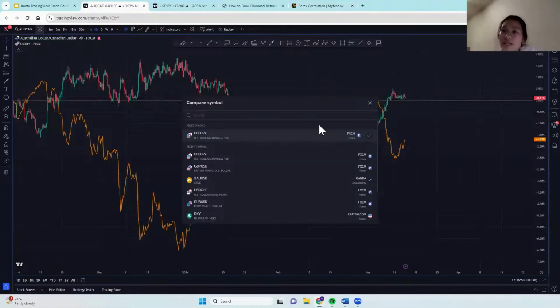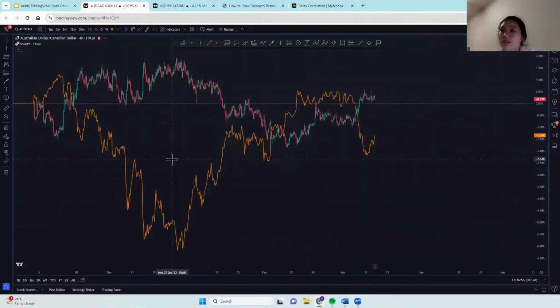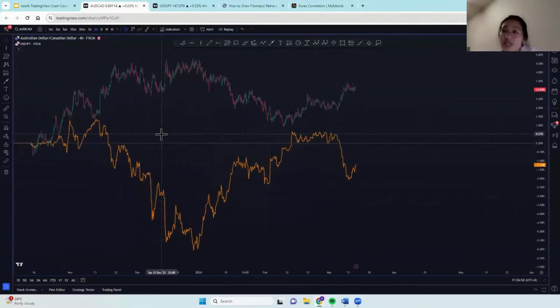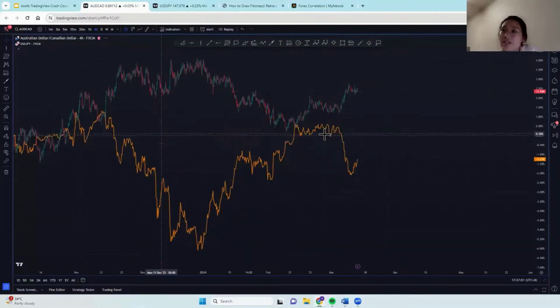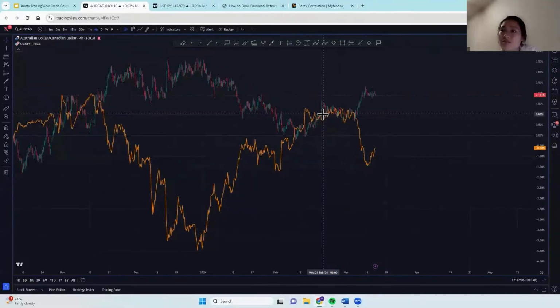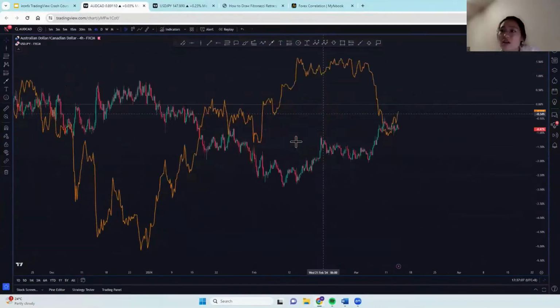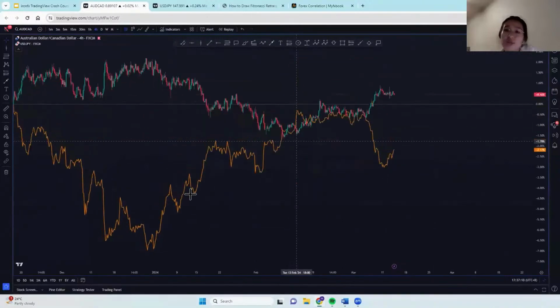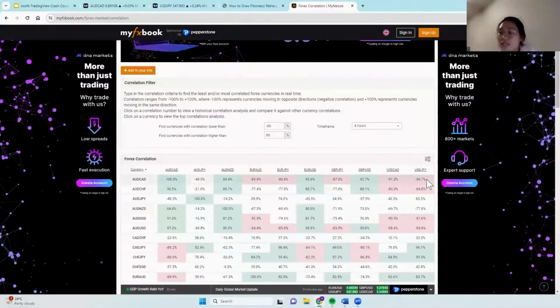okay, we'll normally look at the same price, same percentage scale. Then you can see how negatively correlated it is. So if we are expecting a bullish signal from our AUD/CAD, then we can expect a bearish signal on our USD/JPY, since they are almost negative 100% correlated.